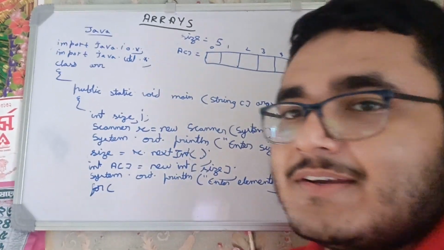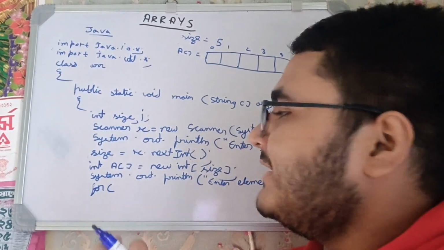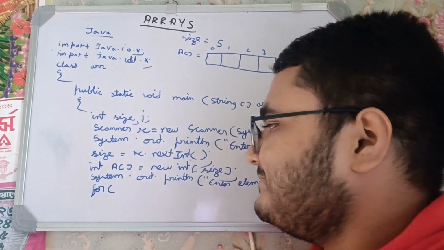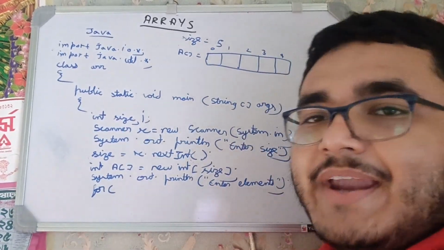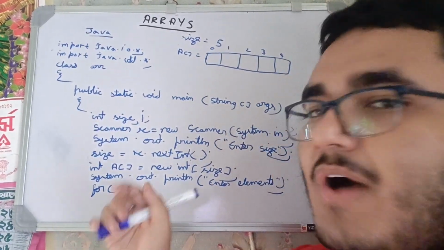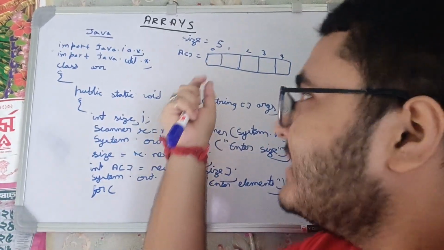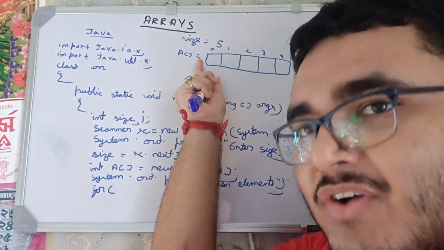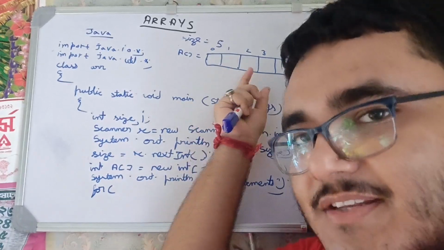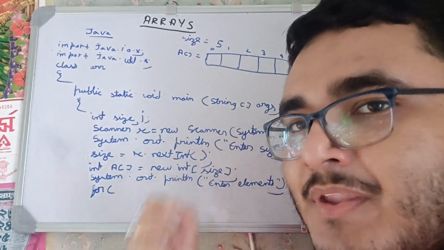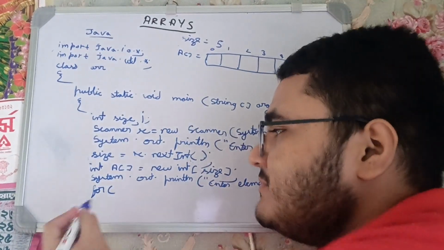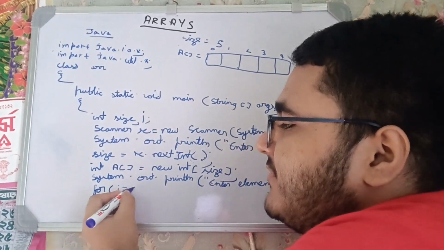Okay, where the data members are present. Now, where to begin i from? So i will always begin from 0 because we are starting from 0, right? First we will take the value of the first index, then second index, then third index, and so on. So i starts from 0, semicolon.